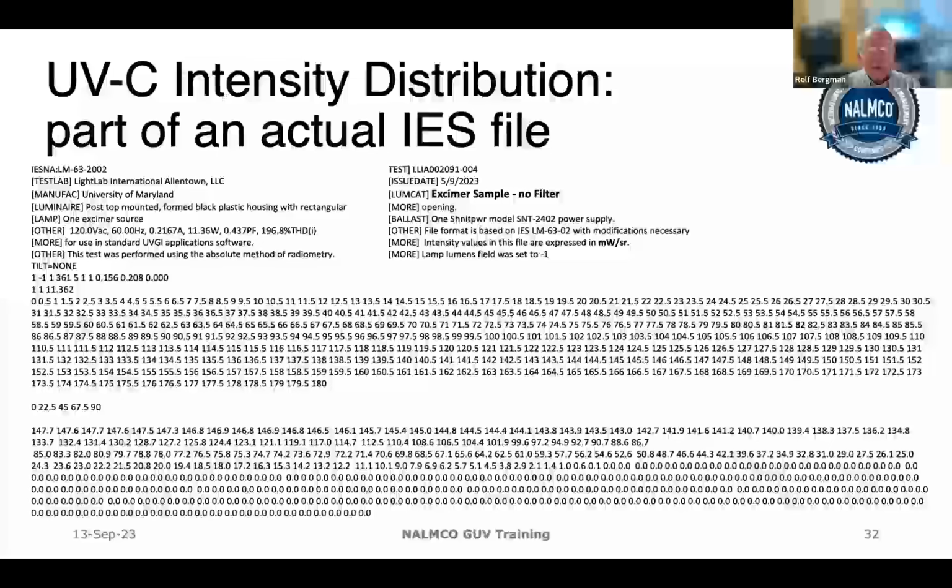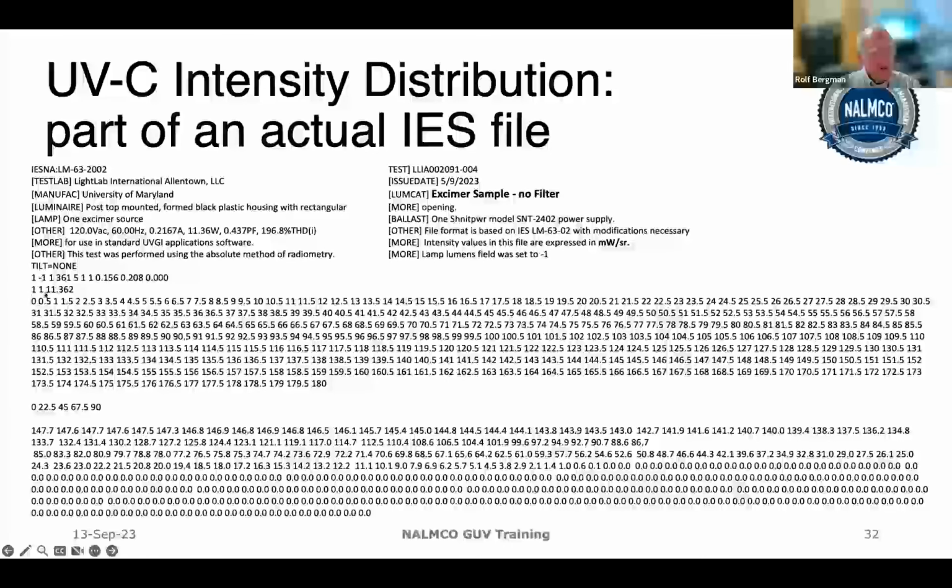This is filled out. The electrical issues are put in, and then over, I highlighted in the second column that says excimer sample, no filter. So this is the 222 nanometer lamp where the filter, which is normally on there, has been removed. And then below it, you begin to see a whole bunch of numbers.